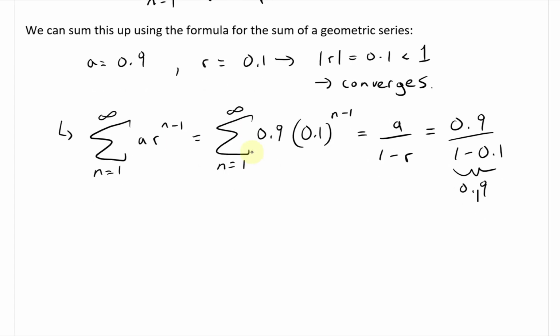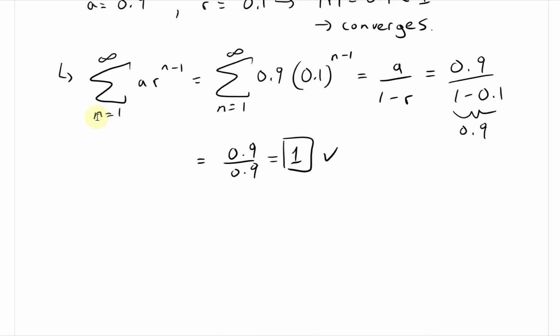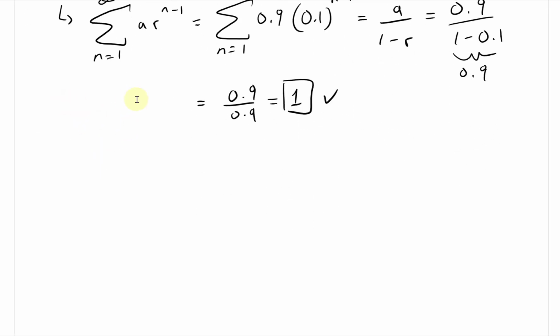So this equals 0.9 divided by 0.9, so they cancel, and this equals 1. So the sum is 1, like that. Yes, so there it is, that's true. That's just the geometric series. If you look at it in an infinite terms format, that equals 1. You can just round it, basically just rounding up.